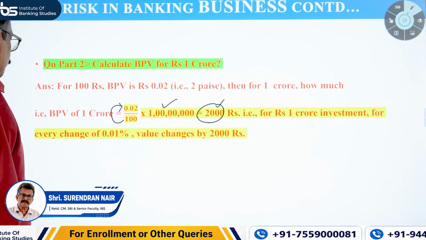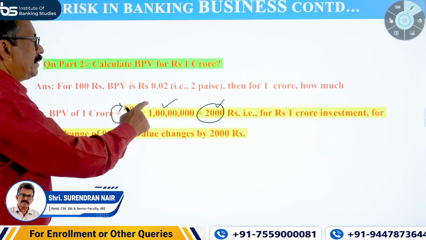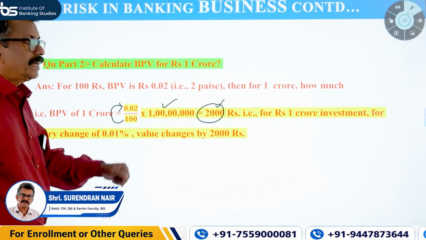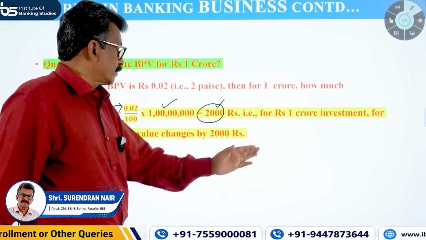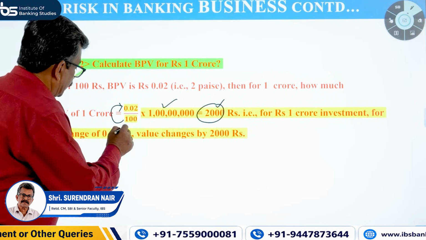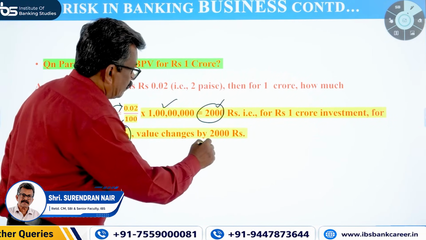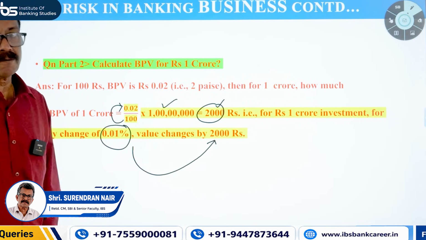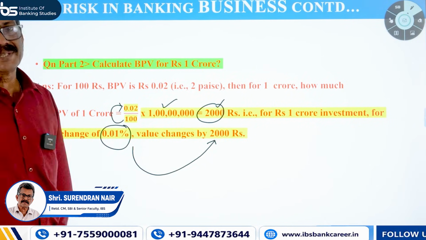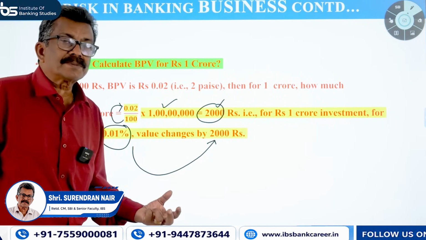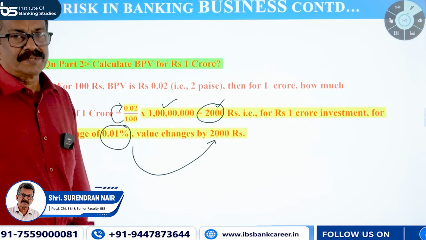For a 1 crore investment, for every change, that is the meaning. So for 1 crore, BPV is 2000; what is the meaning? What message does it give you? It gives the message that for a 1 crore investment, for every change of 1 basis point, that is 0.01 percent, your investment value changes by 2000 rupees. That is what the BPV tells you. That is the volatility. It tells you how volatile your investment is to a change of 1 basis point. That is the message which BPV gives you.